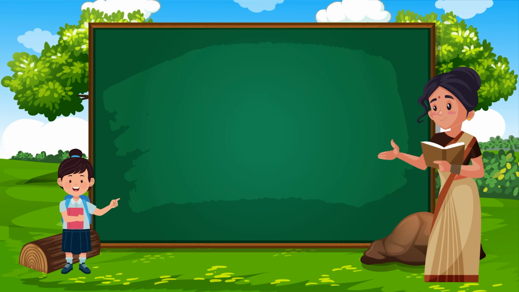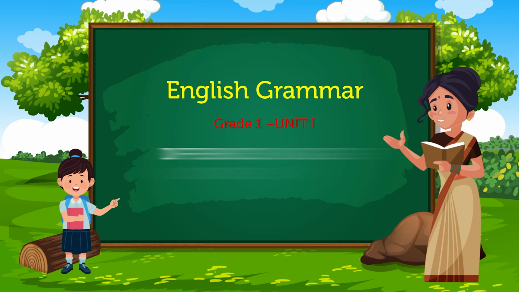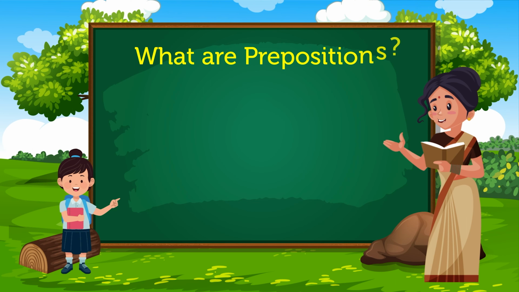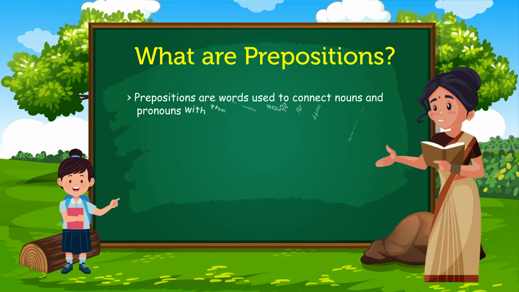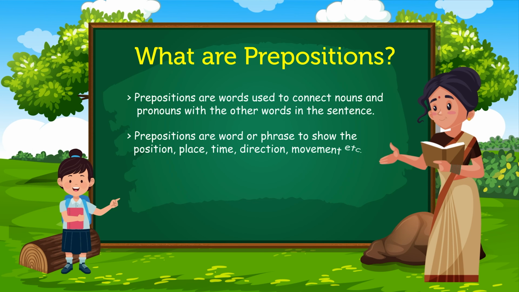Kids, let's learn English grammar, grade 1, unit 1, difference in usage of on, above and over. What are prepositions? Prepositions are words used to connect nouns and pronouns with other words in the sentence. Prepositions are words or phrases to show the position, place, time, direction, movement, etc.